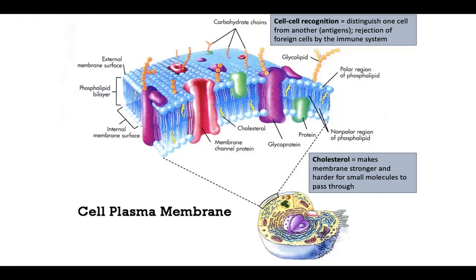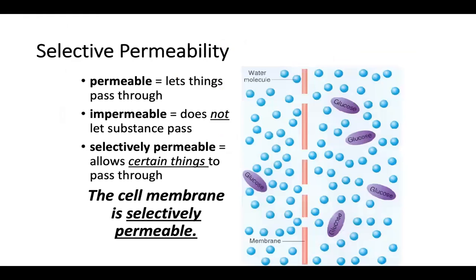All right. So cholesterol makes the membrane stronger and harder for small molecules to pass through, okay? Another word, and this word is huge, you need to understand what this word means. So selective permeability, or selectively permeable, is another way you might see it.